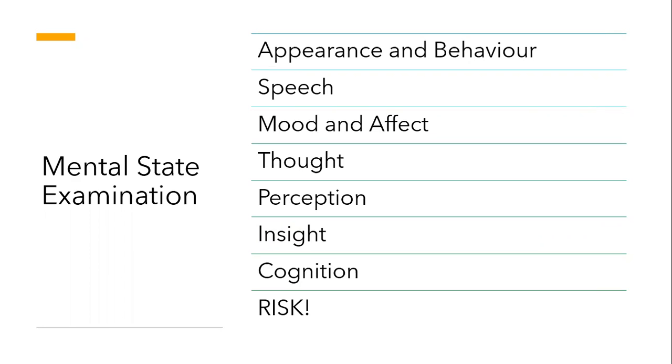We then talked about thought and split that up into thought form and thought content. Thought form being, put simply, how do they put the sentence together? Does it make sense? If it doesn't make sense, then it may be a thought disorder. And it's important to try and pick out what kind of thought disorder that is. Are they jumping from topic to topic? Are they going round in circles, but eventually get to the right answer?